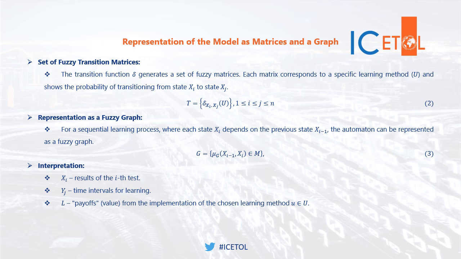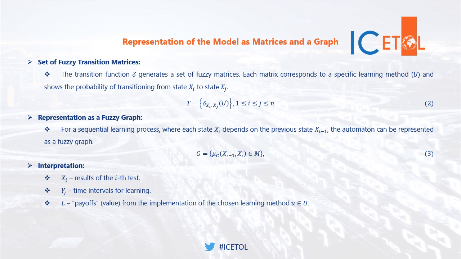For a conceptual understanding of the learning process, however, a fuzzy graph G, described in Formula 3, is far more suitable. The nodes of the graph are the student states X, and the edges are the transitions between them. It is fuzzy because each edge has its own weight or degree of membership mu, which is derived directly from our transition matrices. To definitively link this model to reality, we interpret its components as follows. X sub i represents the results of the IH test, Y sub j represents the time intervals for learning, and L represents the payoffs or value associated with the implementation of a particular learning method. This dual structure provides us with both the computational power for analysis and a clear visual representation for constructing learning trajectories.